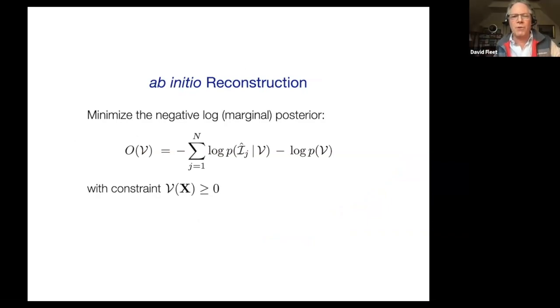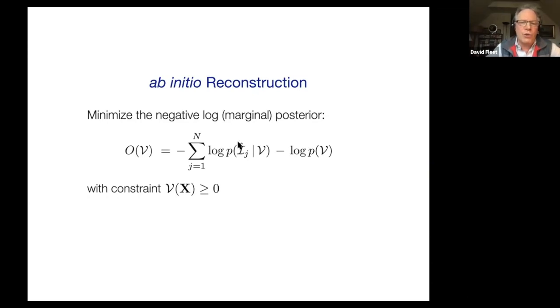Let me show you some of the results now. The way we do ab initio reconstruction is we marginalize over everything. In a true Bayesian fashion, the more you marginalize, the more you take all of the uncertainty in your model into account.